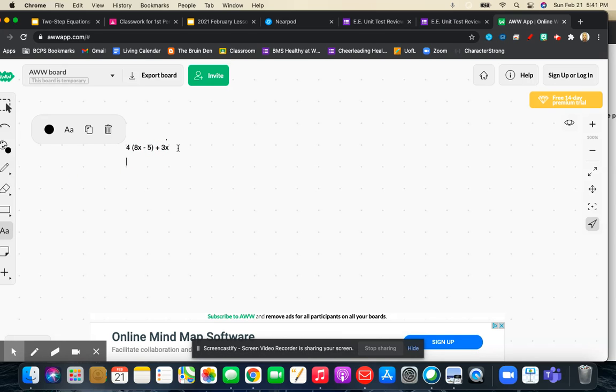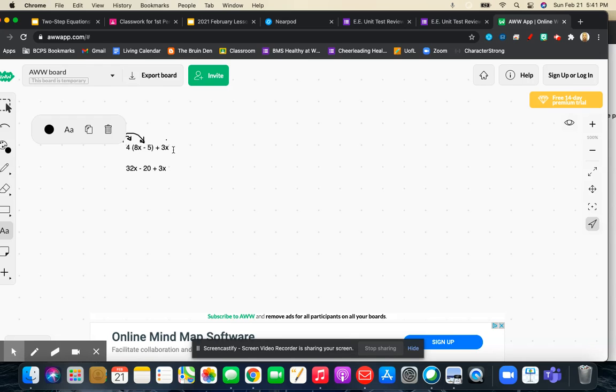So the very first thing is we need to use the distributive property. We are going to, let me draw this out, distribute this 4 to both that 8x and this minus 5 inside of that. So we're left with 4 times 8x is 32x. 4 times negative 5 is minus 20 plus 3x.